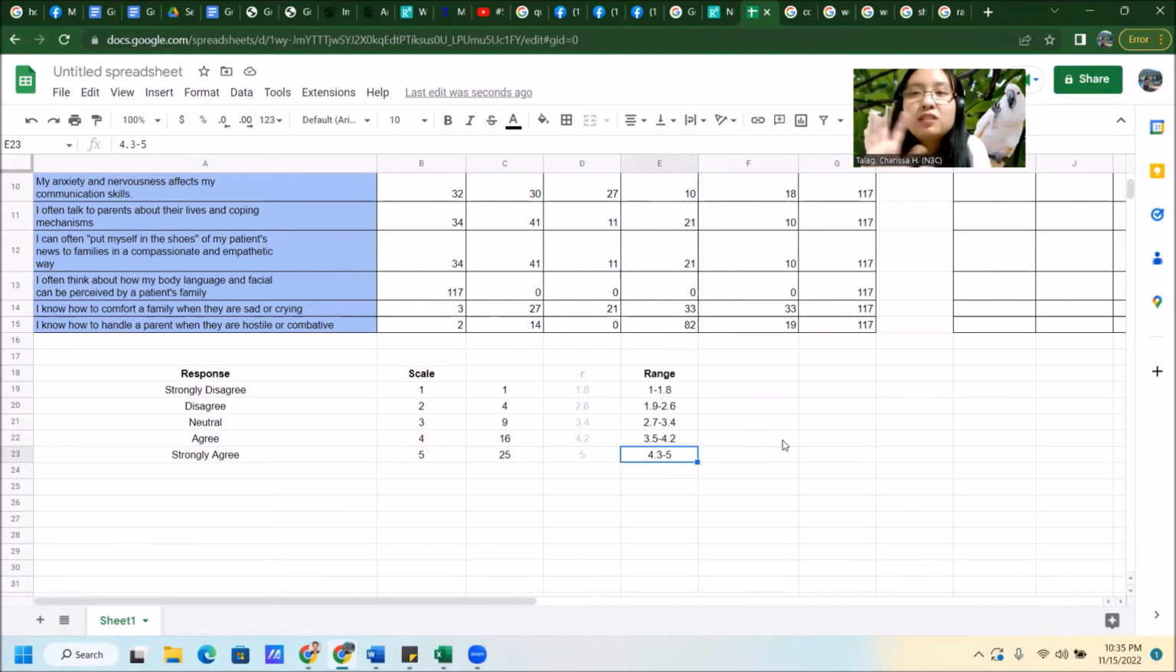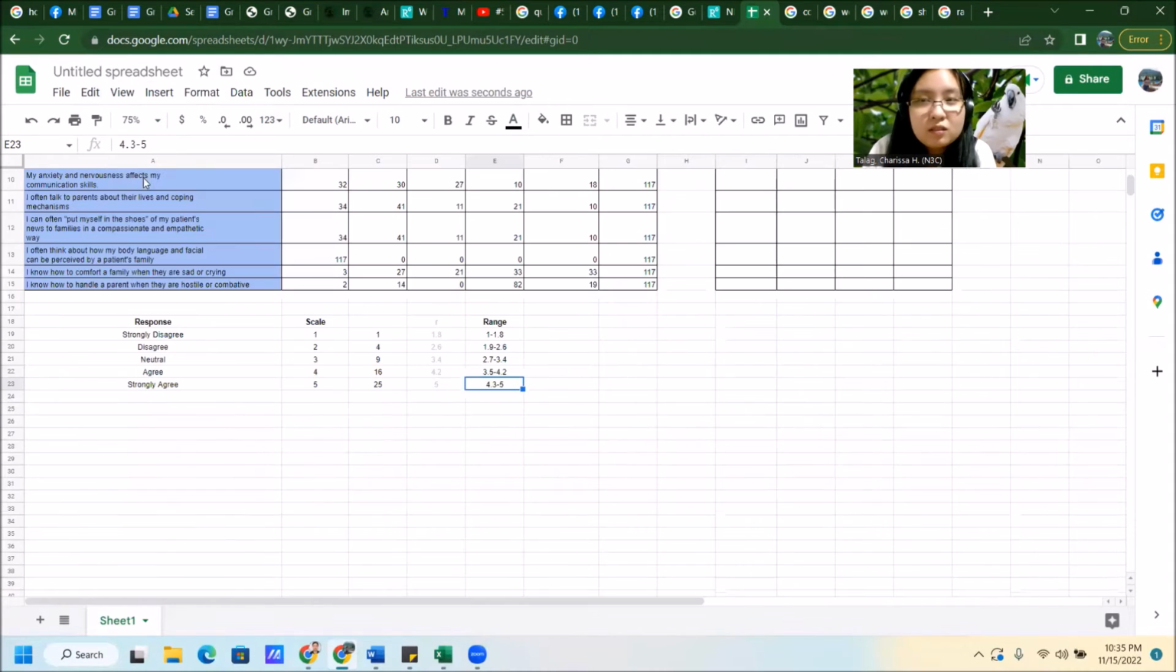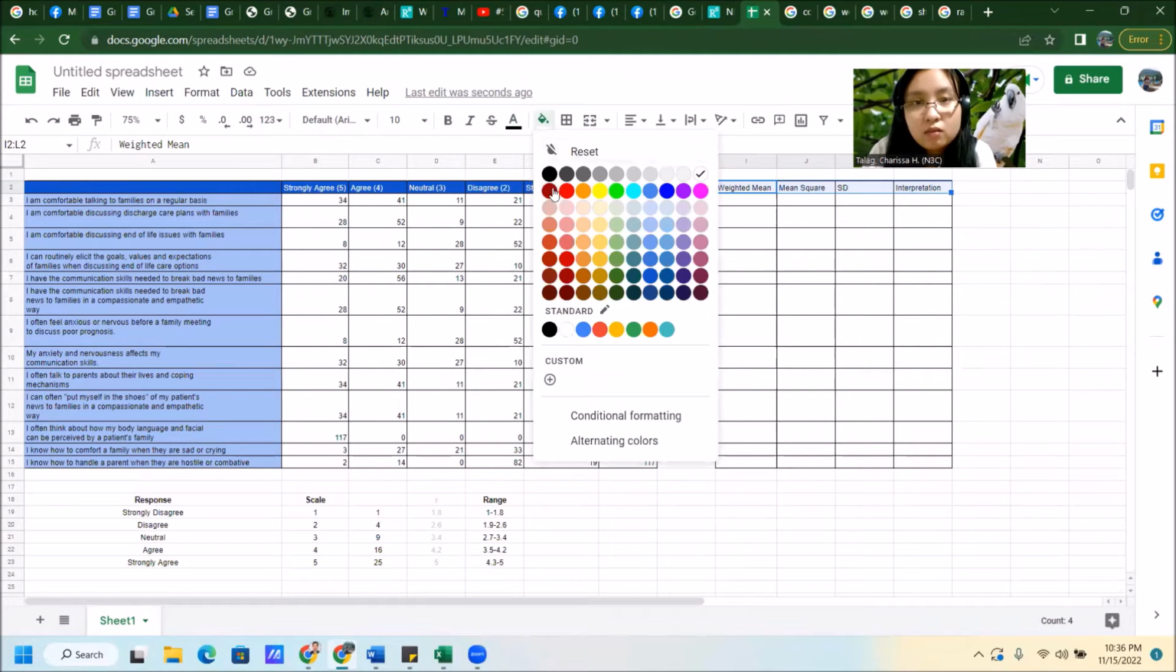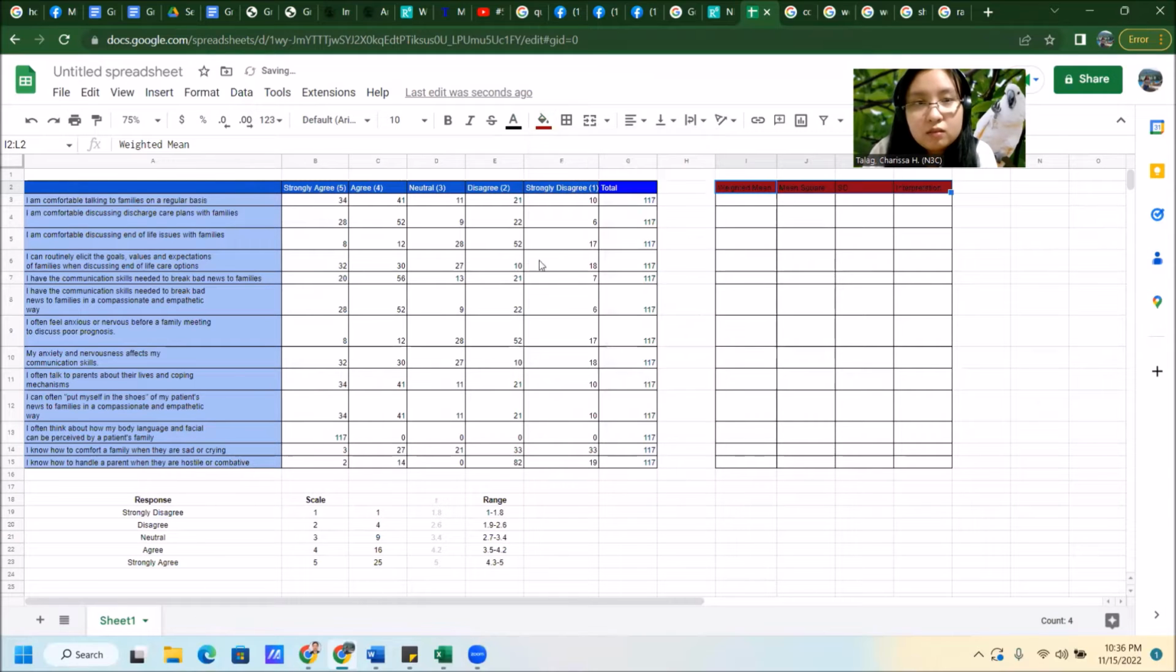So, we have the range. The next thing that we will do is to compute for the weighted mean. So, that is what will be our main basis. I have prepared another table for this. Just to be clear, let's make it red, then white.